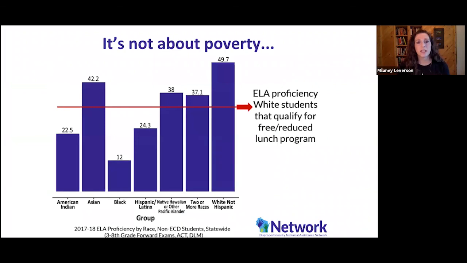So the Disproportionality Technical Assistance Network gathered some data and they built these slides that we're grateful to have to share with you today that talk a little bit about that poverty question. So we know that it's common to want to think the race-based achievement gap is actually about poverty. There's something in that that is a little bit more comfortable for us as human beings to consider. But when we look at the actual data, we can see ELA proficiency on this slide, and you can notice that white students who qualify for free and reduced lunch are actually outperforming American Indian, Black, and Latinx students.